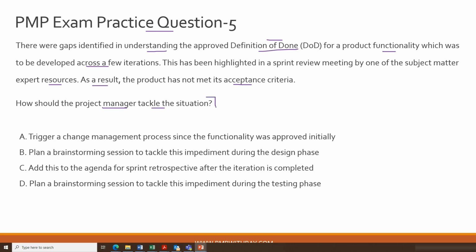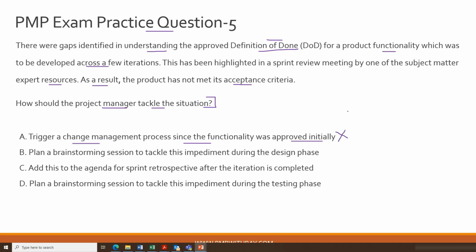Now, if we look at the stem of the question, it's typically a type 1 question. So we'll be using the positive bias principle coupled with the ideal project manager behavior framework. So let's evaluate the options one by one. Trigger a change management process since the functionality was approved initially. Now, this is incorrect, guys.